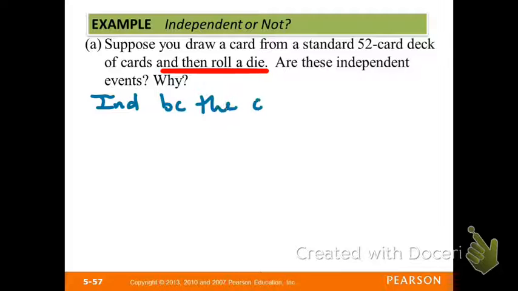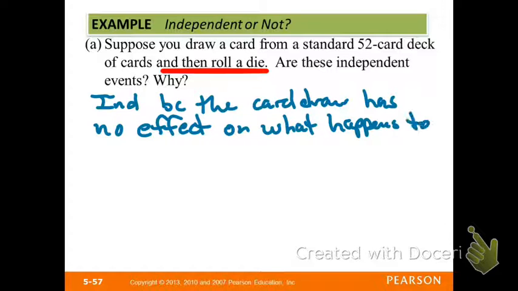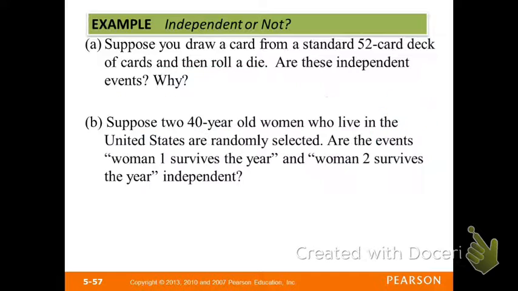If you were writing this out, you would want to say they're independent because the card draw has no effect on what happens to the die. This is a great example of independent events. These two things are completely unrelated to each other. So let's look at another example.